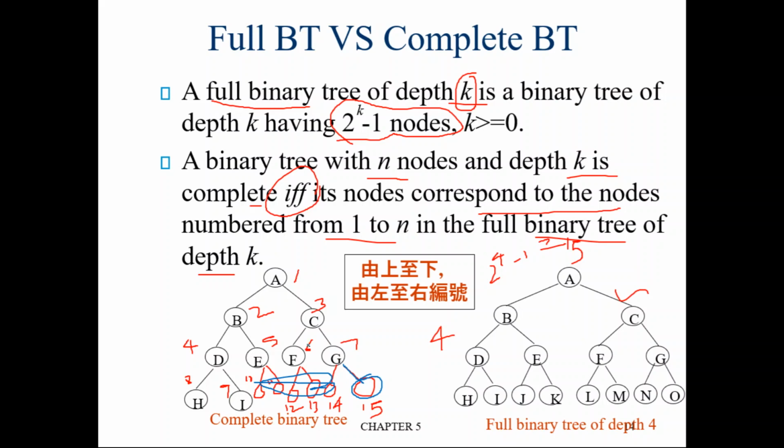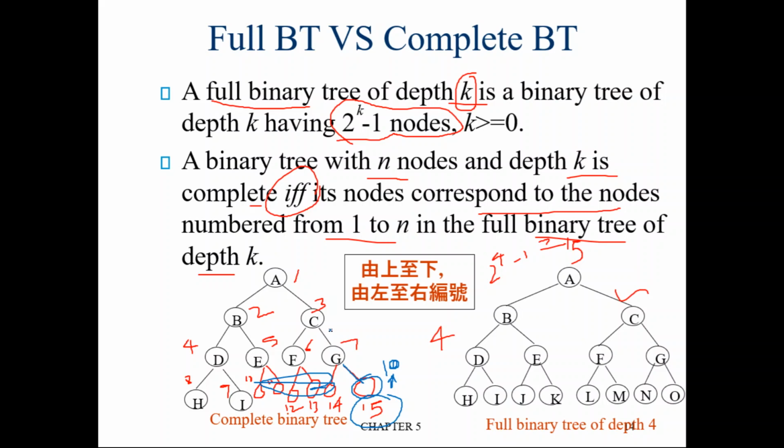And what will be its number as of this tree? After 9, I have to number this as 10. But if it is a full binary tree, what would be its number? 15. So is this number matching? It's not matching. That is what the definition says.